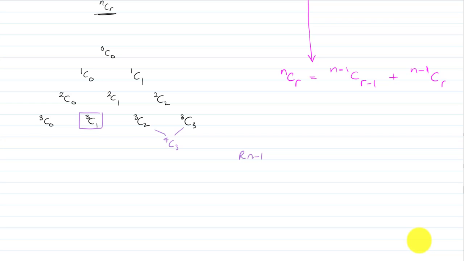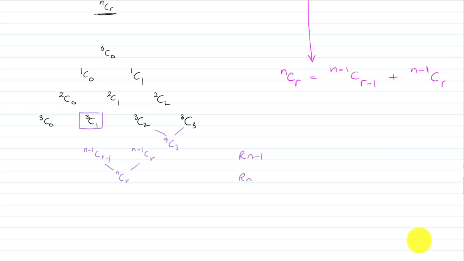So this is row n minus 1. And so we've got n minus 1 C r minus 1 and then n minus 1 C r, and we add those two together. We move into the nth row and we get nCr, which is really cool. And it's also what we've spoken about previously.